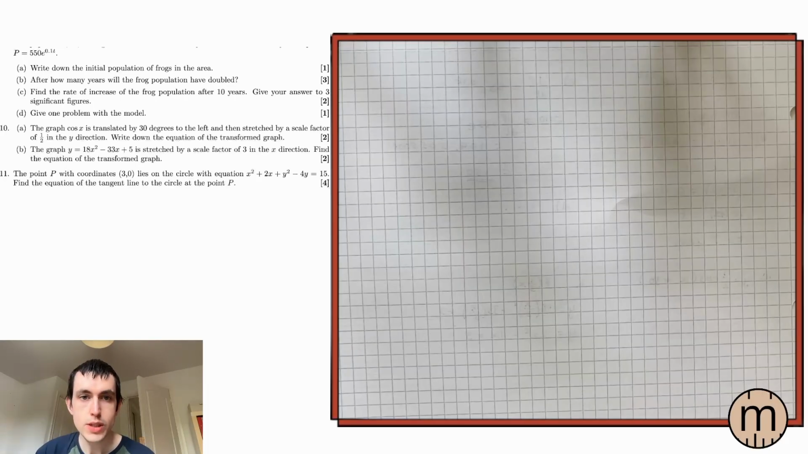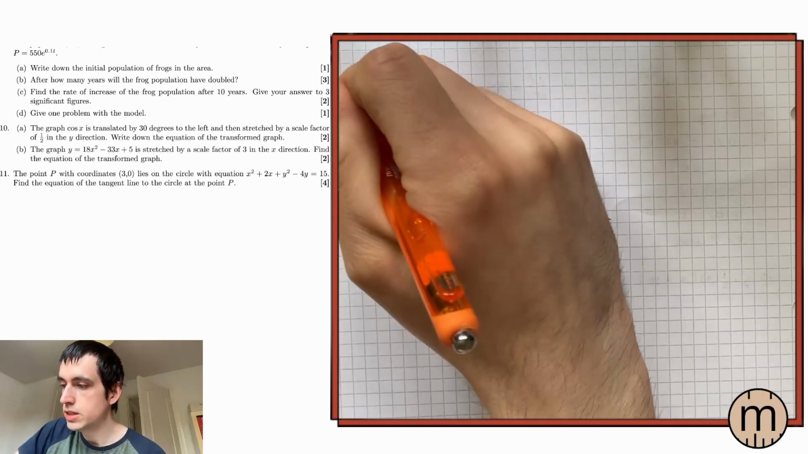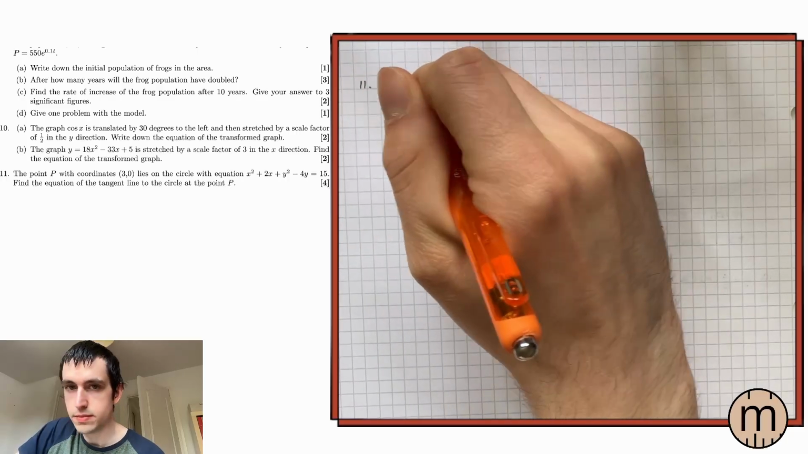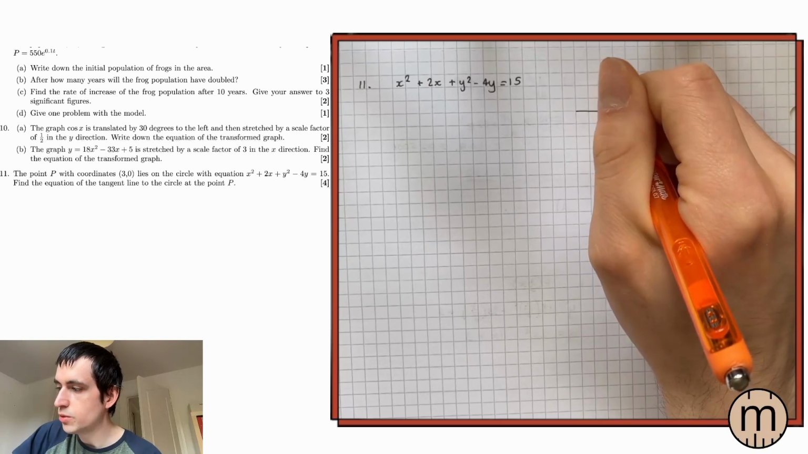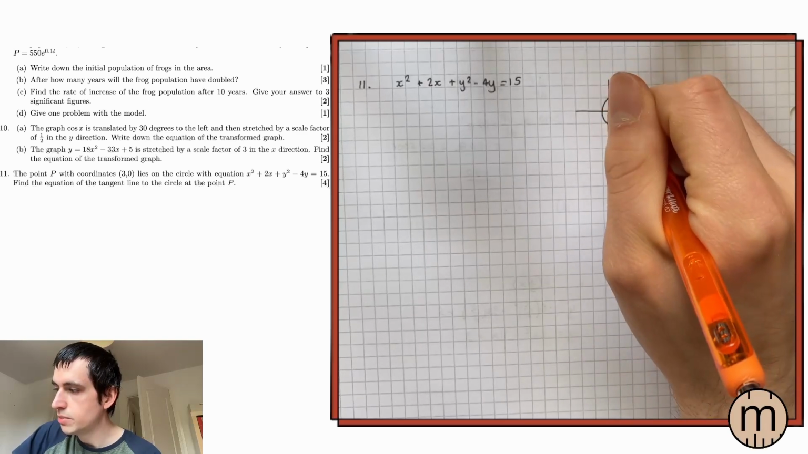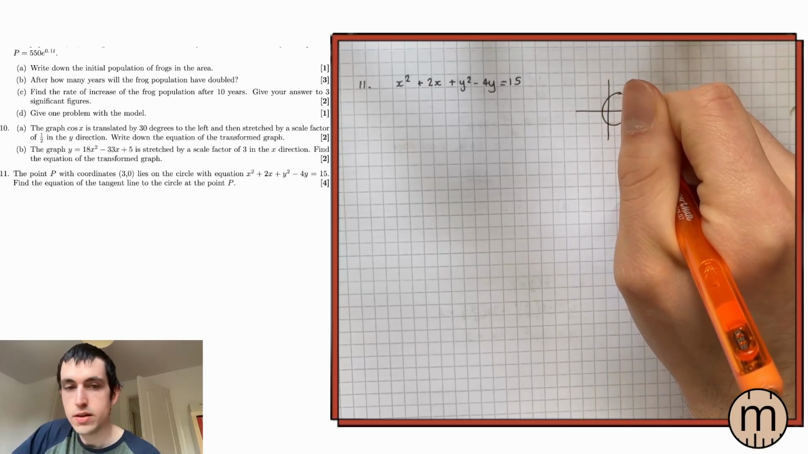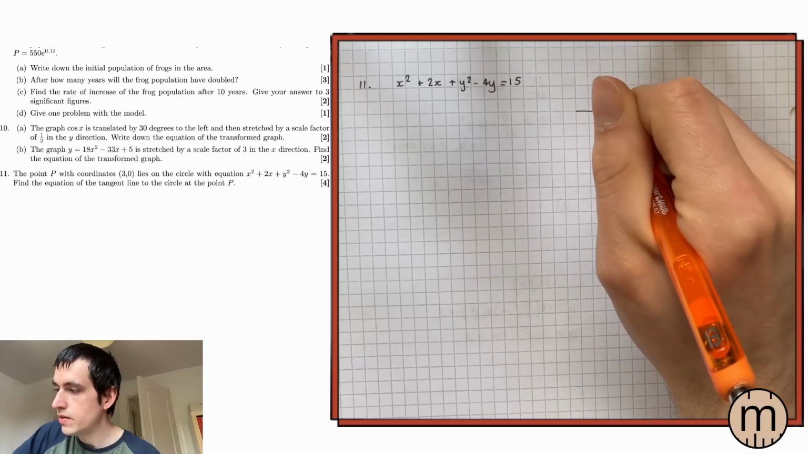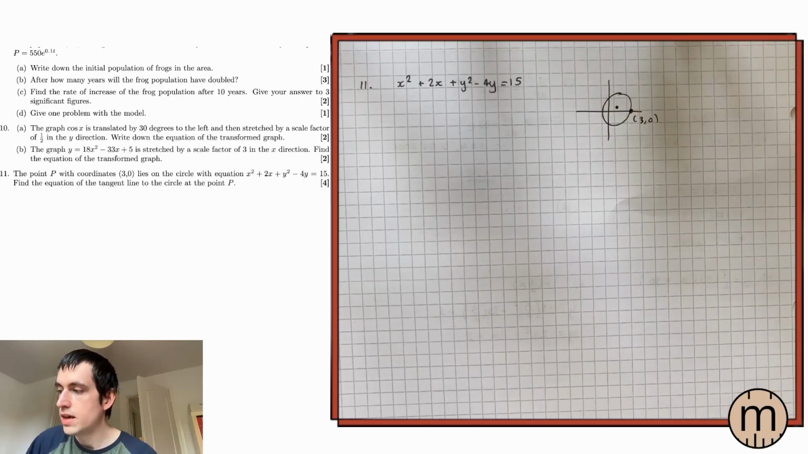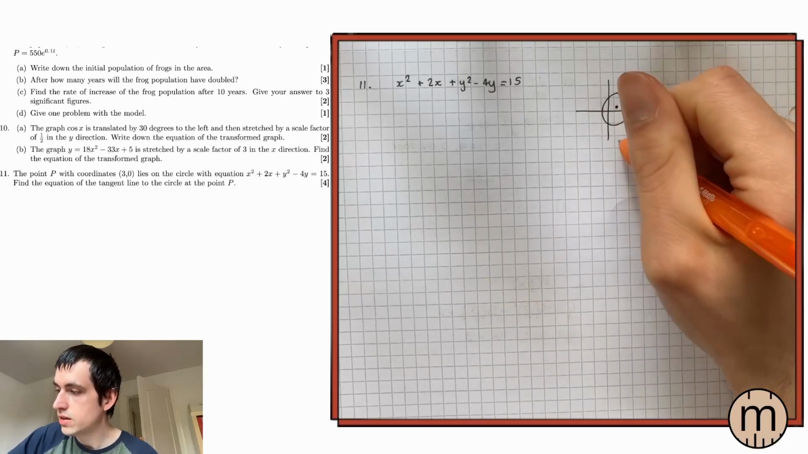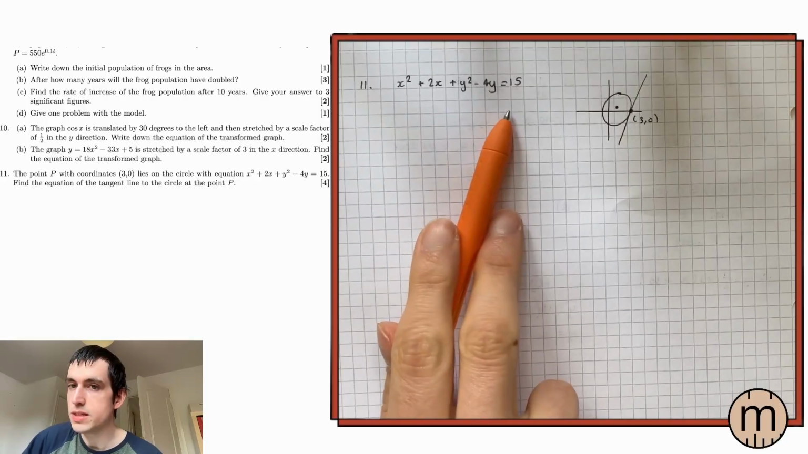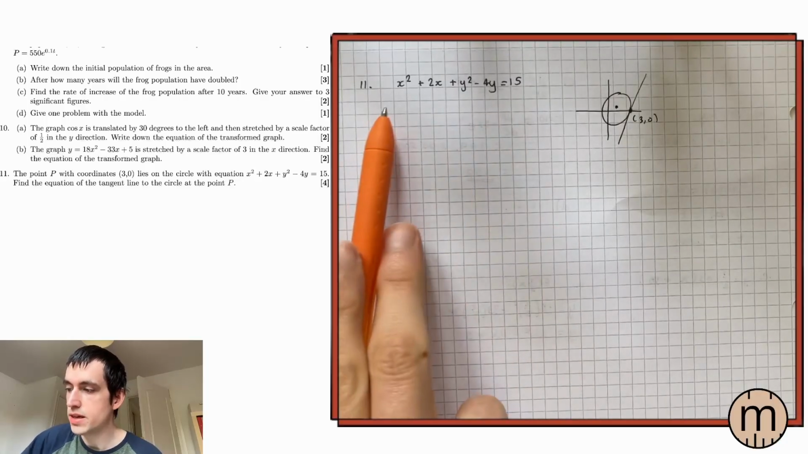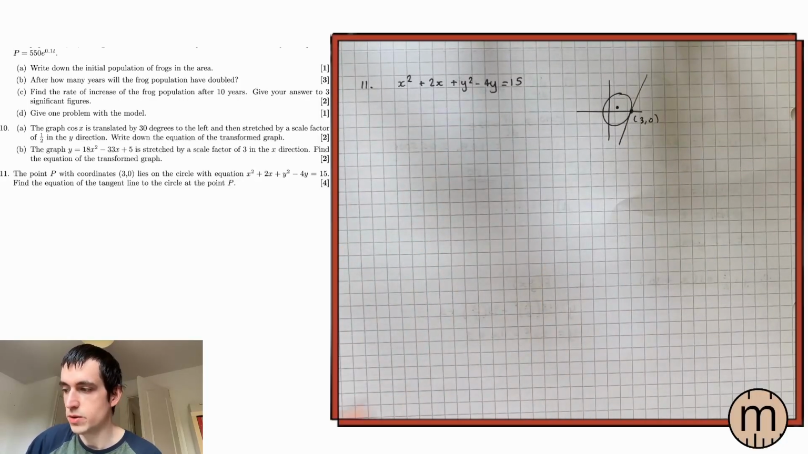In question 11, we have a point P with coordinates 3, 0, and it lies on a circle. So let me quickly write down that circle equation. If I draw a quick sketch, I don't exactly know where the circle will be. There'll be some kind of circle, and there'll be a point somewhere down here, 3, 0. Maybe the centre's about there. And we have to find the tangent which passes through 3, 0. I don't know much about the circle yet, so my first goal will be to complete the square, find what the centre is, find what the radius is.